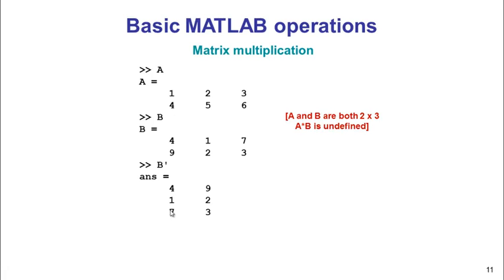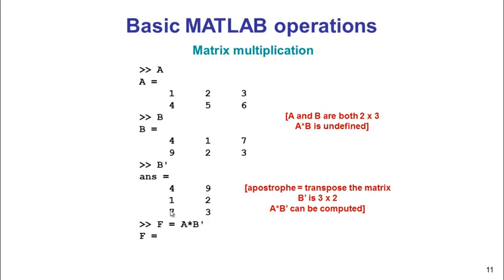And remember that for matrix multiplication to occur, the inner matrix dimensions must agree. So you can take a 2 by 3 and multiply it by something that's 3 by 2. So you can compute A times B transpose. And if we do that computation in MATLAB, F equals A times B transpose, we don't get an error, we get an answer. And we get this answer, F equals this 2 by 2 array, 27, 22, 63, 64.